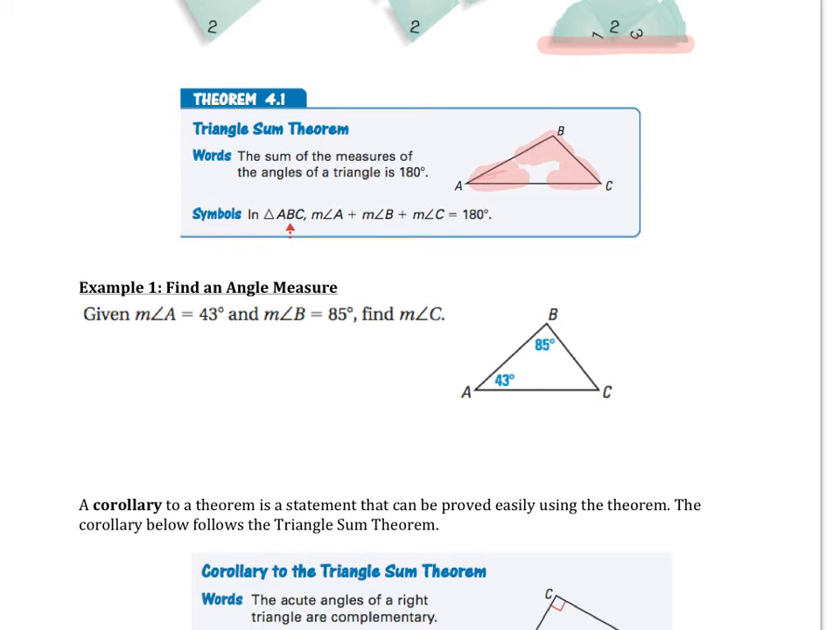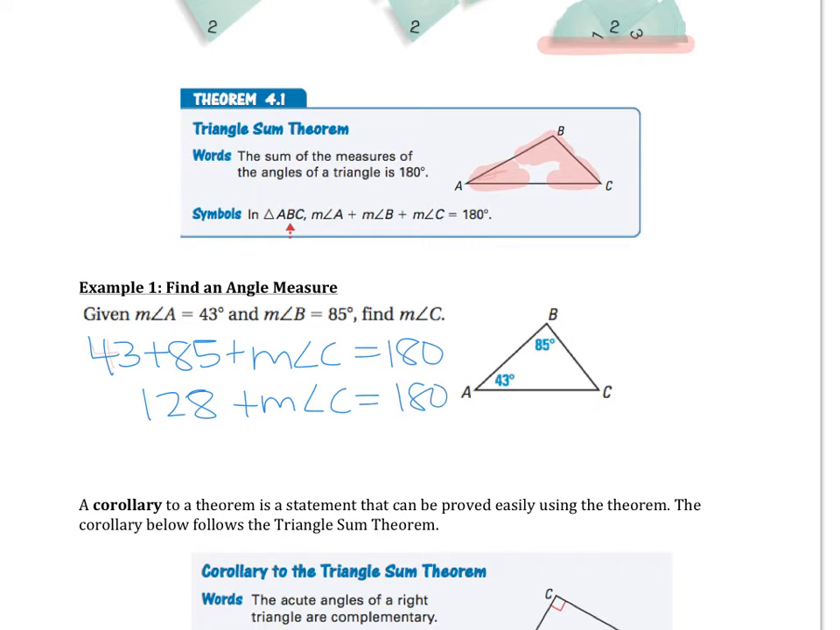So looking at our first example, we want to find angle C. So I know 43 plus 85 plus the measure of angle C equals 180. Subtract 128. So the measure of angle C equals 52.